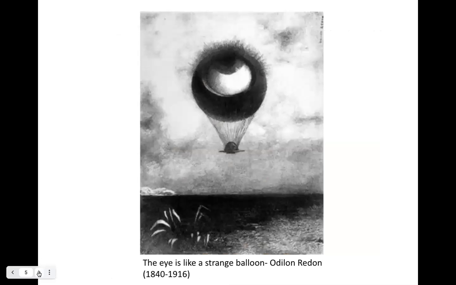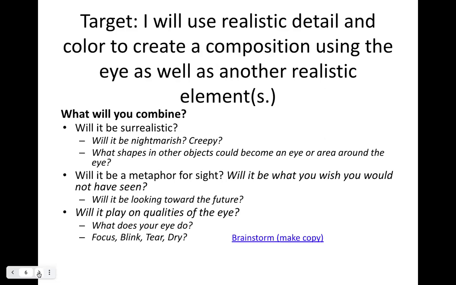Right? Here's Odilon Redon's eye. The eye is like a strange balloon. So surrealism was often taking fantastical creatures or imagery and composing it. It's at least one style. So our target for this entire lesson is to use realistic detail and color to create a composition using the eye, or you can use another feature from the face as well, like your nose or your mouth, and use it with other realistic elements. And so your challenge is to figure out which direction you want to go with this assignment.